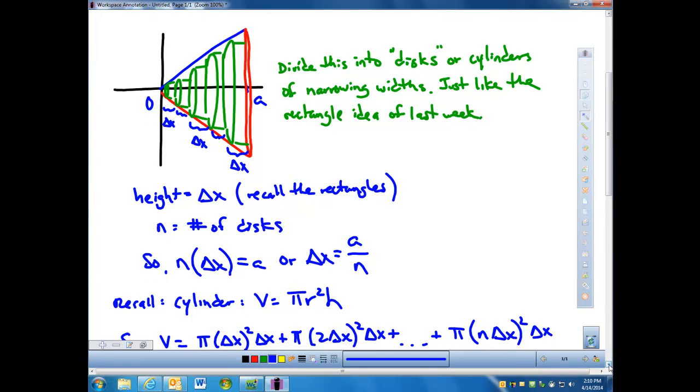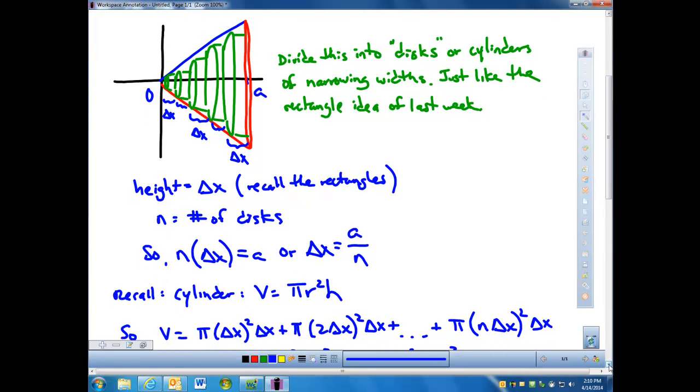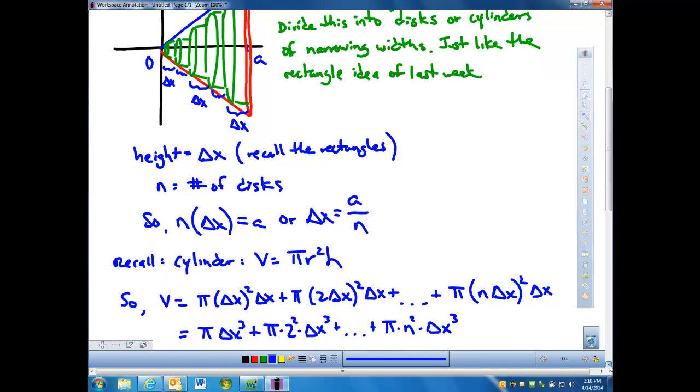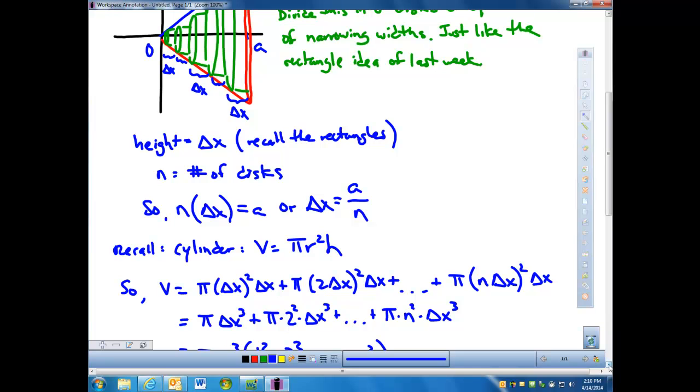So then we think about, okay, how do you find the volume of a cylinder? The volume of a cylinder is pi r squared times the height. I'm going to start finding the volume of all of these cylinders or discs added together. So volume equals pi times delta x, that's my radius, it's how far it is from the x-axis up until it touches the blue line, squared, times delta x, because delta x is that distance right there. Delta x is the distance from base to base.